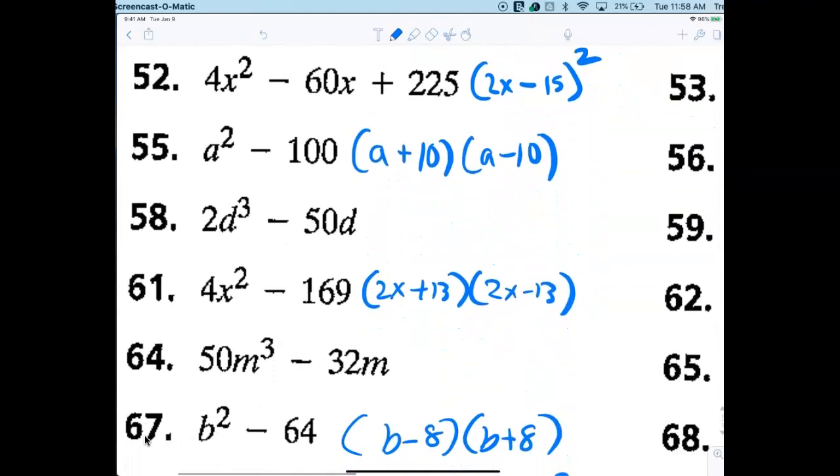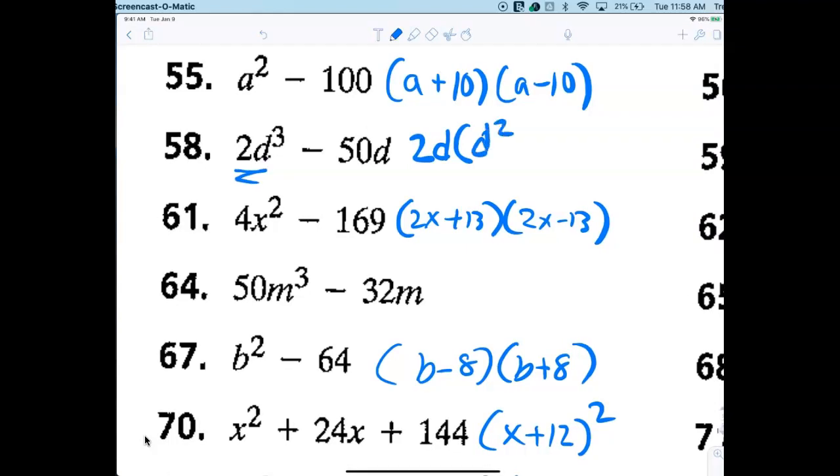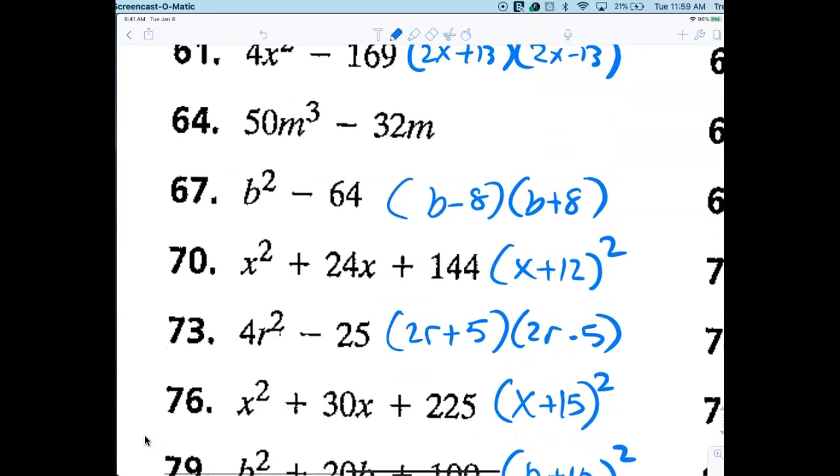All right, here we go. Watson, help me with 58. What's common? 2 and a d also. What's left behind? D squared minus 25. So now that final is 2d, d minus 5 and d plus 5. You're awesome. Good job. Easy, easy, easy. All right, so what is common?